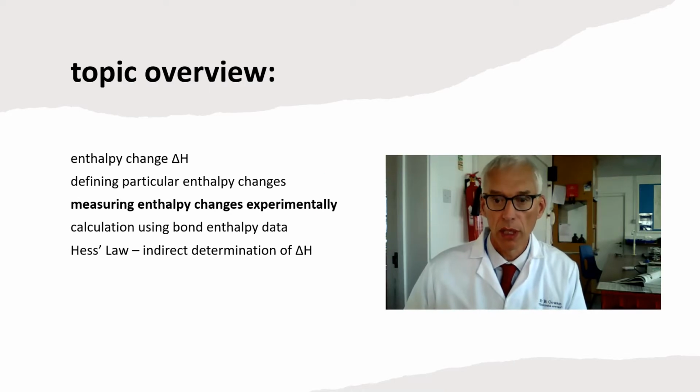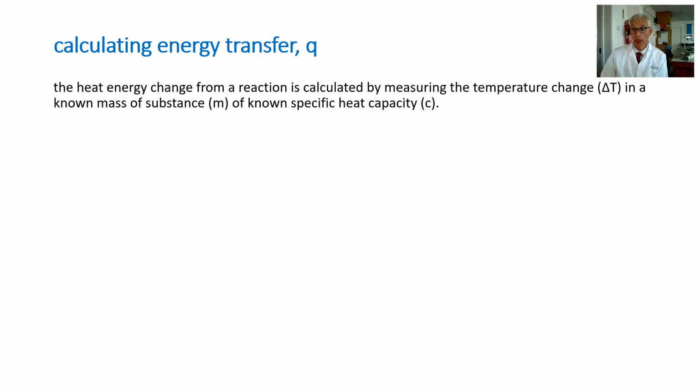Moving on, how do you determine an enthalpy change experimentally? Before calculating delta H, the enthalpy change, we need to know what is the energy transfer. How many joules of energy have been transferred either to or from the surroundings. So we achieve that by arranging it so that a chemical reaction transfers its heat into a known mass of substance of known specific heat capacity for which we can measure the temperature change that results.